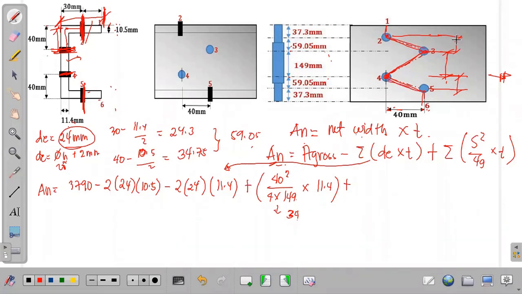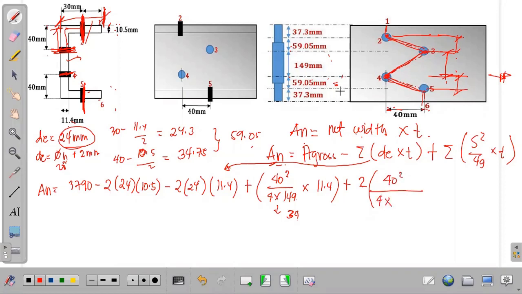So, parehas lang yung distance niya dito, kaya times 2. Okay? So, 2, dalawang beses. Kasi isa dito, 2 to 3, 4 to 5. Parehas lang kasi ng distance na 59, yung G distance, yung gauge distance. Okay? Ano yung magiging S natin? Ang S natin, ano yung magiging S natin? 40 pa rin. So, 40 squared over 4 times, ano yung magiging G natin?